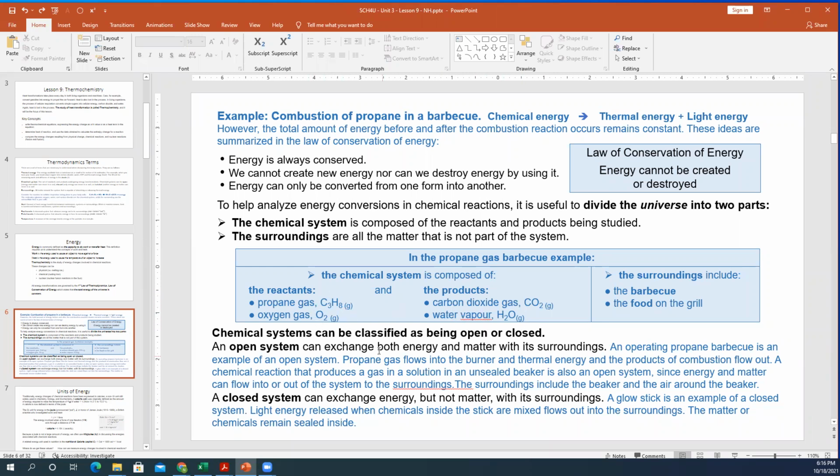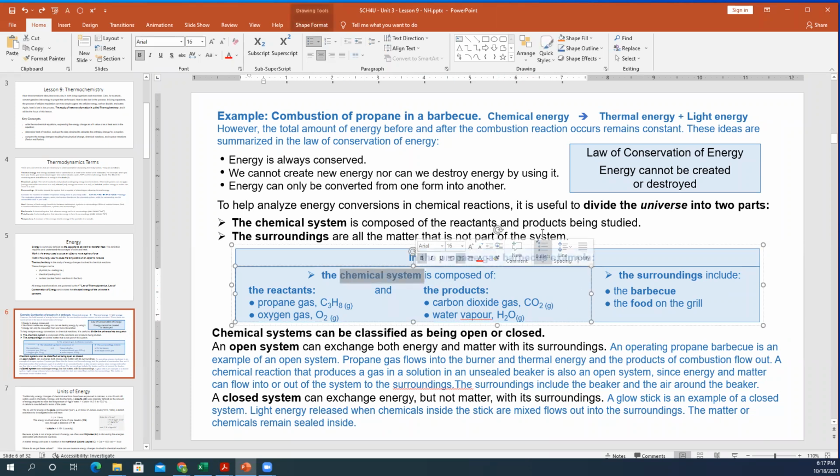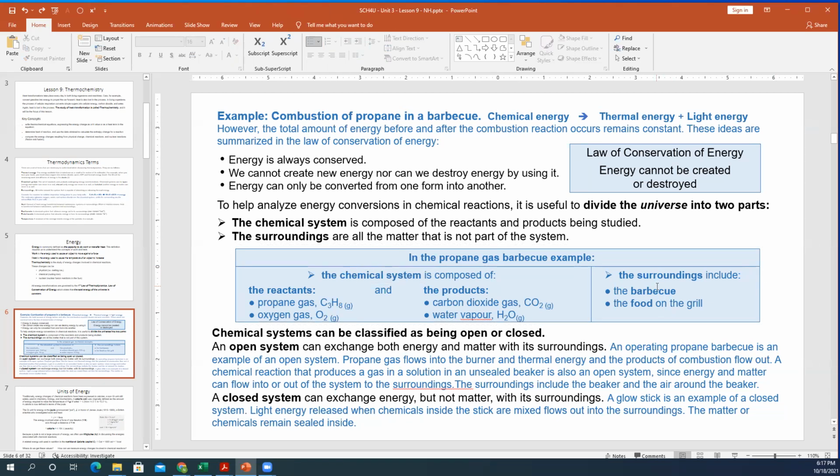We use propane gas and oxygen, and we convert them through the combustion reaction into carbon dioxide gas and water vapor. So these reactants and products are referred to as the chemical system in this example of the propane gas barbecue. Now, what is the surroundings? The surroundings is things like the barbecue, or the food on the grill, or the grill of the barbecue. These are the things that are not the chemical system.